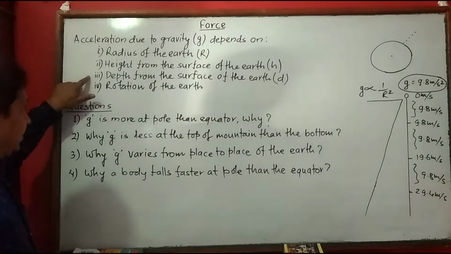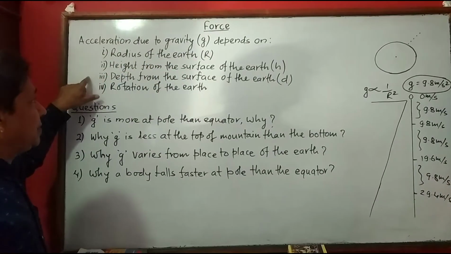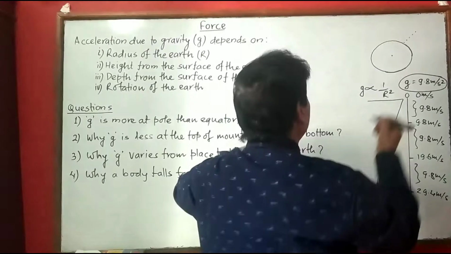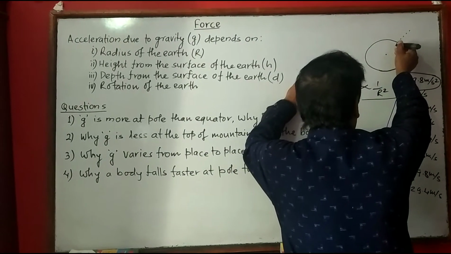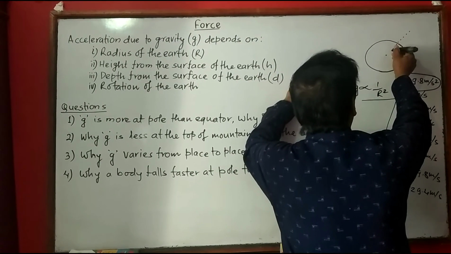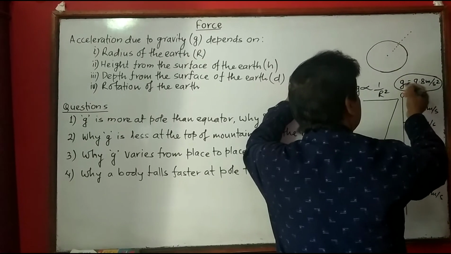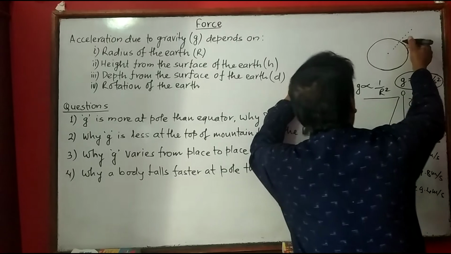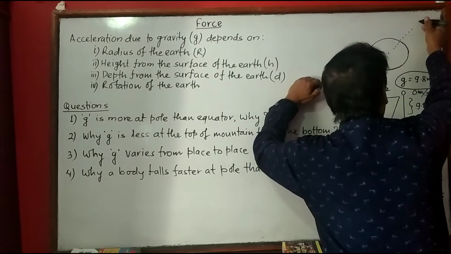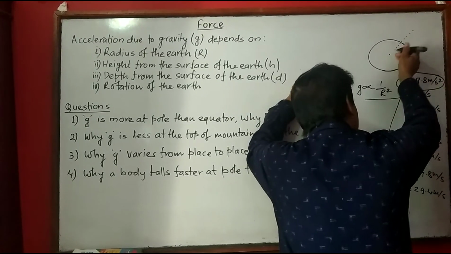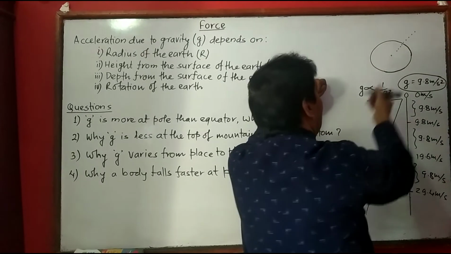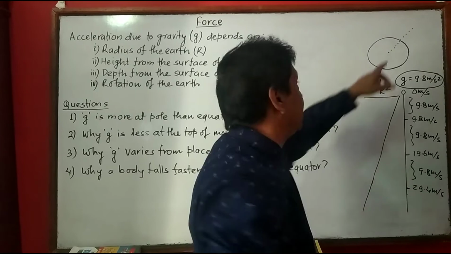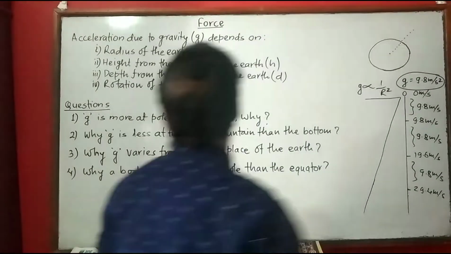Now, the second point: acceleration due to gravity depends upon depth from the surface of the earth. If we go to a greater depth inside the earth, what is found? Acceleration due to gravity g goes on decreasing again. It is maximum on the surface. It decreases as we go to height. It decreases as we go inside also, and it becomes 0 at the center. This way, acceleration due to gravity is maximum on the surface.